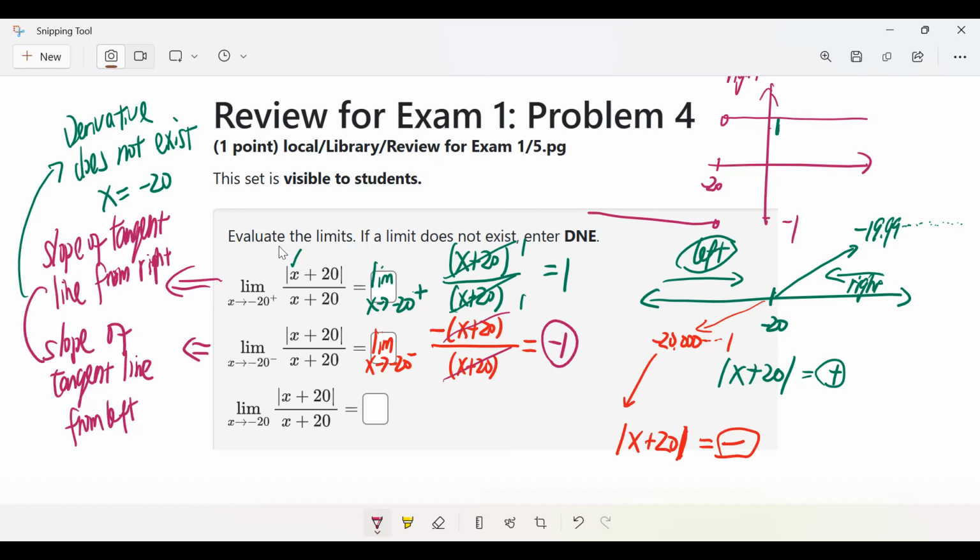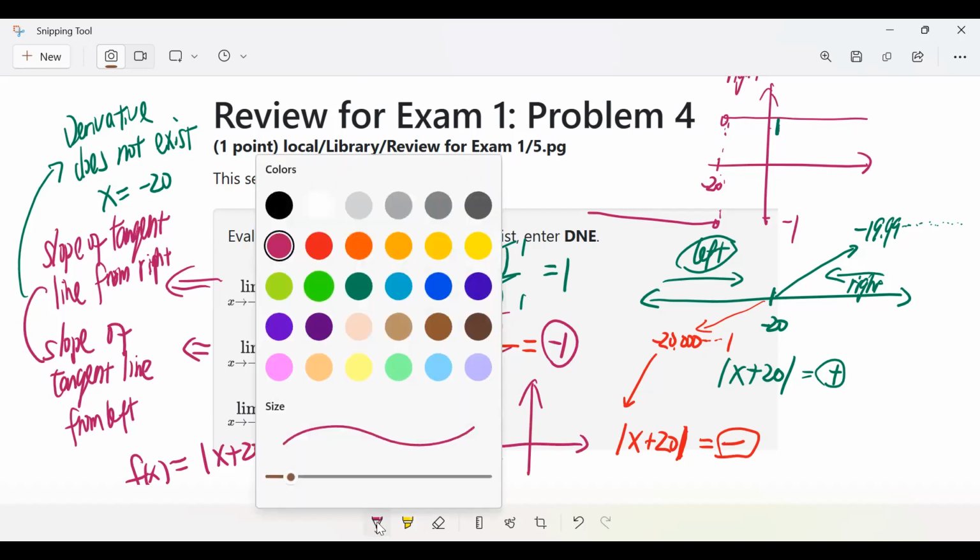So that means the limit when x approaches -20, they do not converge, meaning these two points do not connect. That's a big gap here, and that means the limit does not exist. Basically, this part is coming from this. Let's say our function is f of x equals the absolute value of x plus 20. Now you know that it's an absolute value function, so this graph looks like this. Let's say this is -20 here. It will look like this.